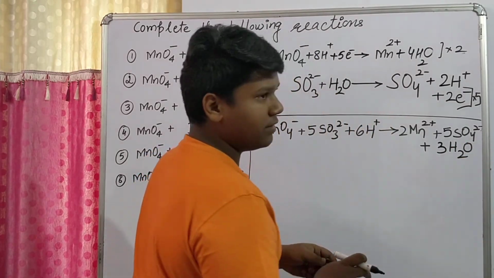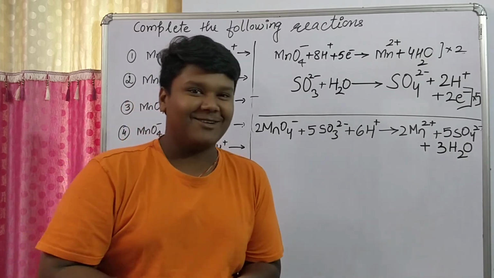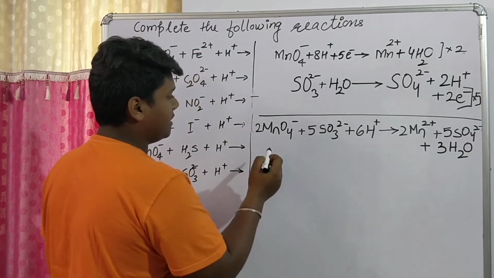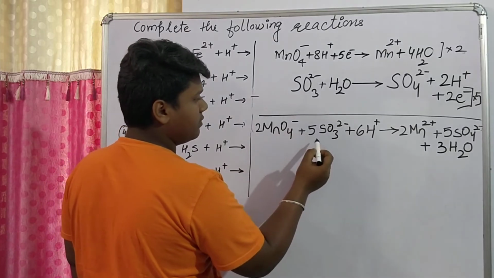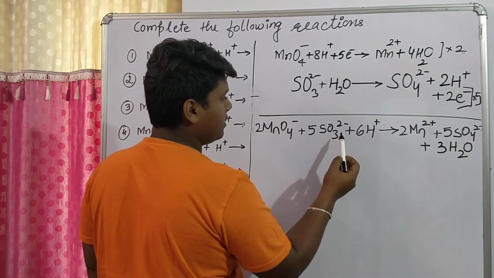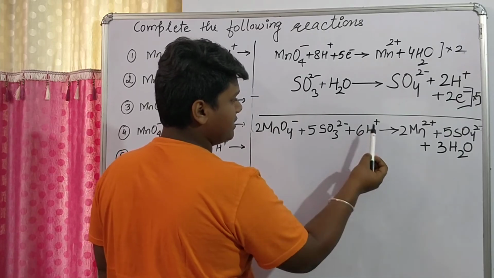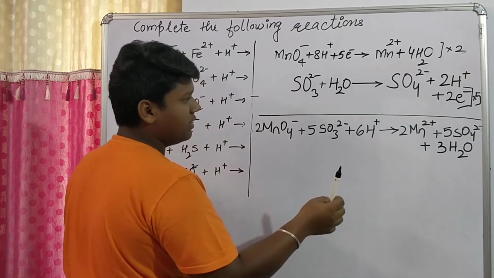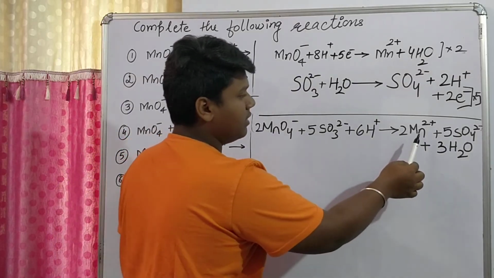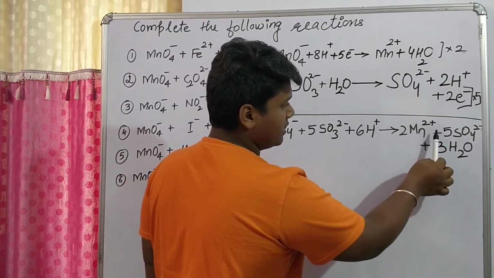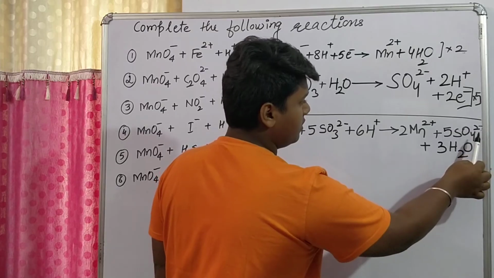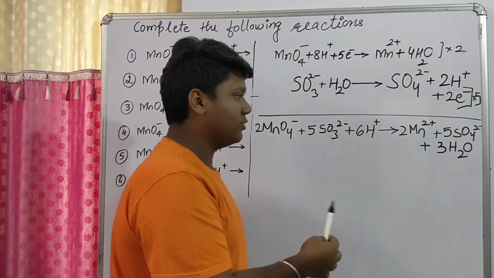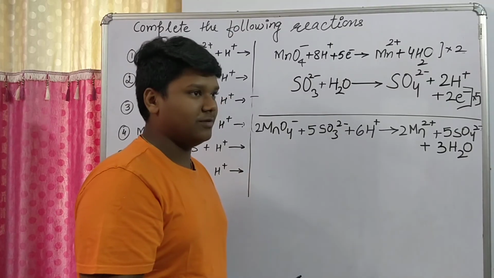Now we verify. To verify, we see here there are 2 negative and then 5 times 2, 10 negative plus 2, 12 negative and 6 positive. So net charge is 6 negative here, and then here we have 4 positive and 10 negative. Net charge is also 6 negative. So both sides are balanced with charge also. Okay. Thank you, sir.